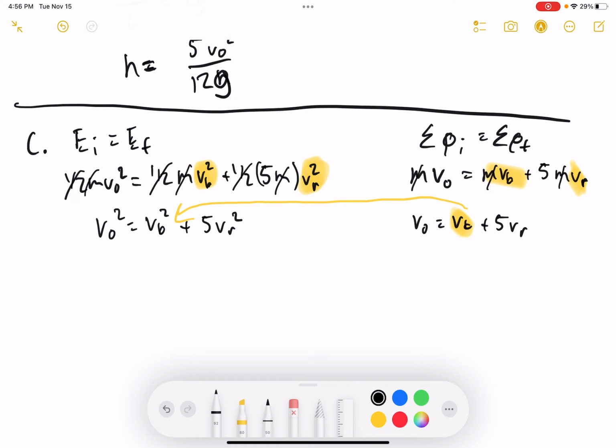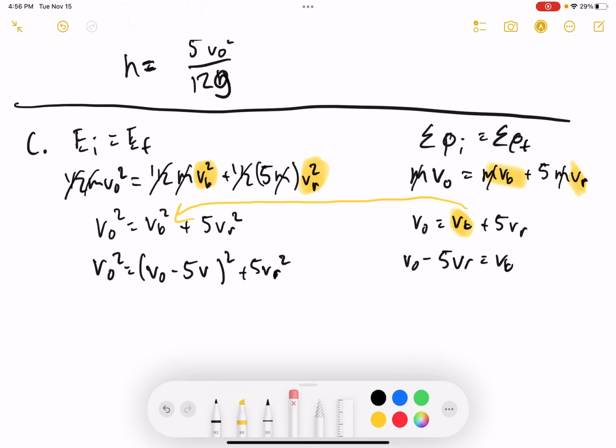So just subtract that 5VR. Okay, so I have V naught minus 5VR equals VB. Okay, and now I can go ahead and plug that in. So I have V naught squared equals V naught minus 5VR all squared plus 5VR squared. Sorry, this is also a VR. Okay, the velocity of the ramp.